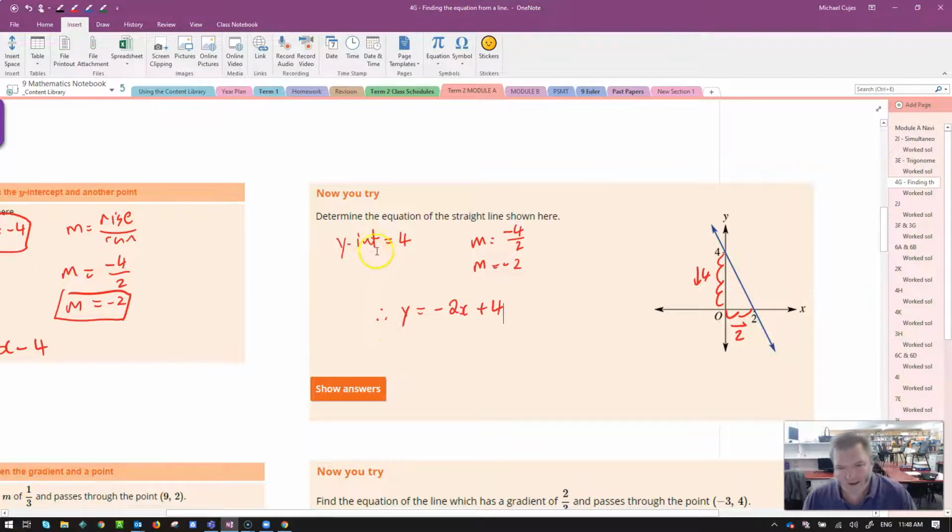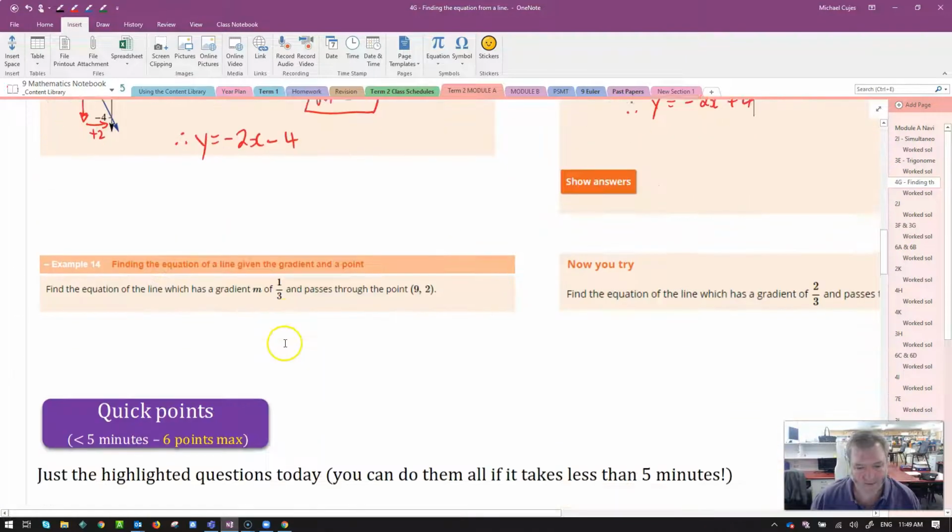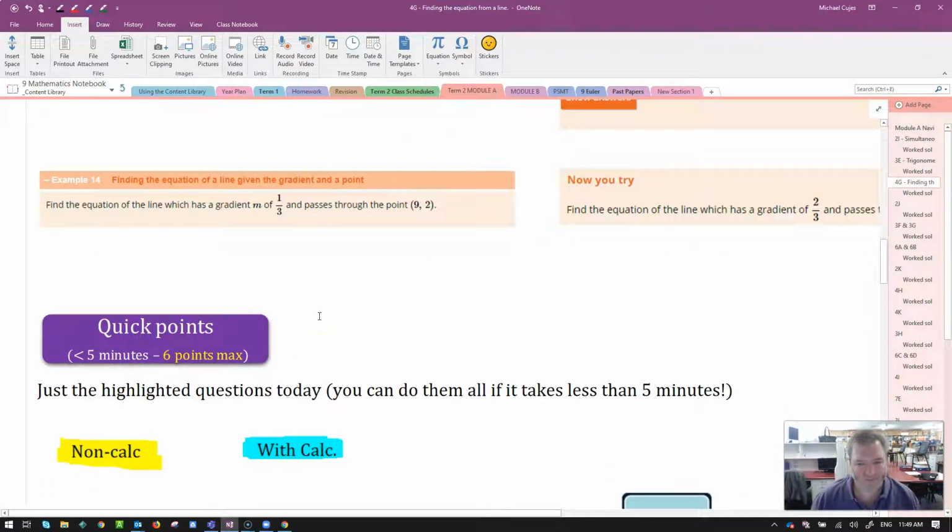So there we have it. Your y-intercept was at 4. We've gone down 4 and across 2. So again, it's the same gradient, is it? -4 divided by 2, -2. When I put it into y equals mx plus c, y equals -2x plus 4. We're as good as done. A couple more examples to go here. One for me to do, then one for you to try.